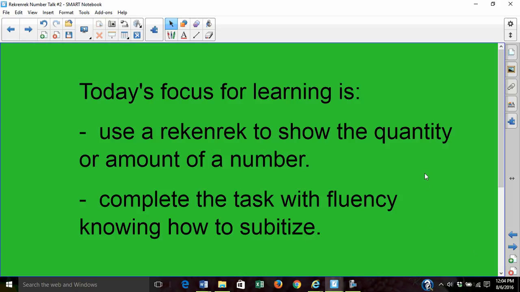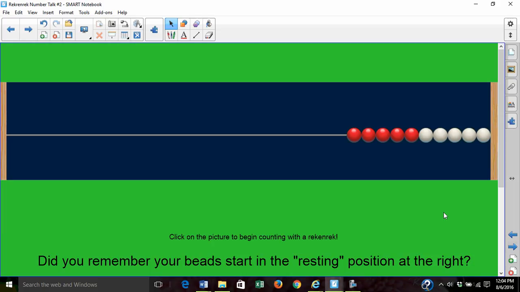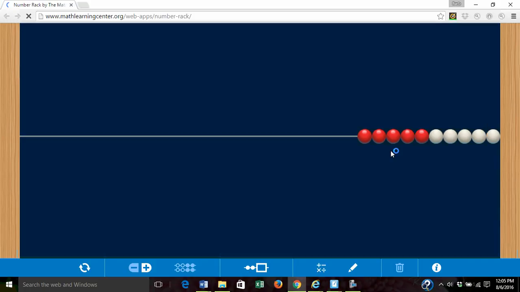Today's focus for learning is using a Rekenrek to show the amount or quantity of a number. We will complete each task with fluency, knowing how to subitize. We'll use one row of online beads again to show the number value. So we'll click to go to our online Rekenrek.